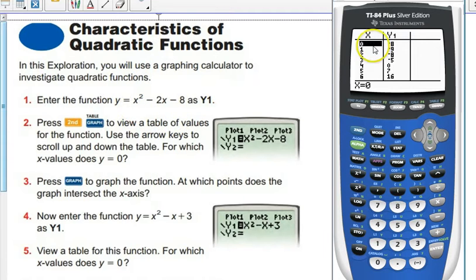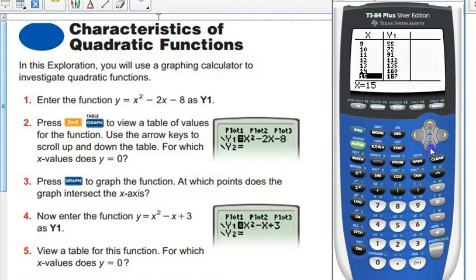So if I plug in an x value of 0, 0 squared minus 2 times 0 minus 8 gives me negative 8. So this gives me a list of x values that are being plugged in and y values that are coming out using this equation, and they want me to look for values where the y is equal to 0. I see one here, and that x value is 4. I'm going to use the down arrow key to see if I find any more.